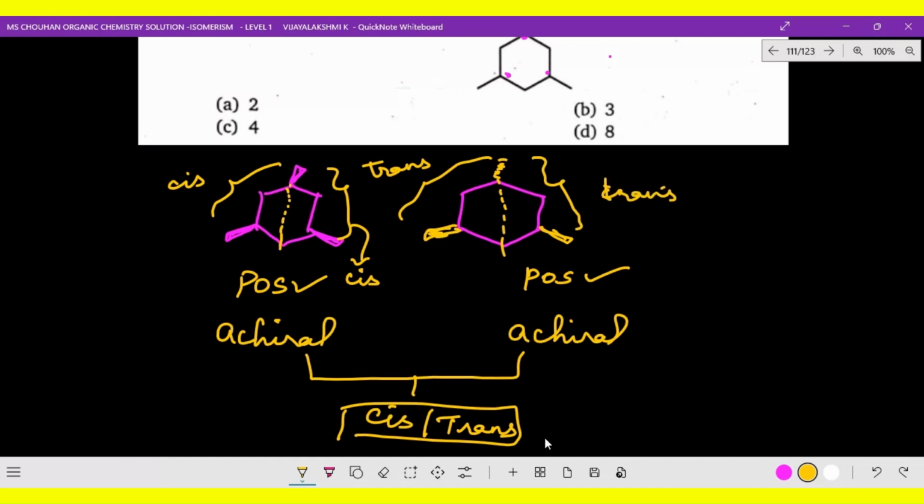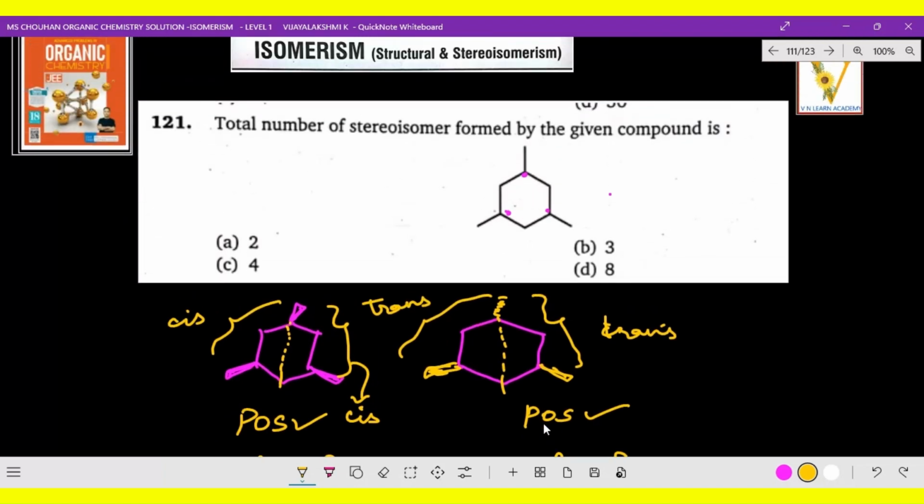Hope you got the clarity. So the total number of stereoisomers formed is only 2. Hope you got the clarity. Come on, let's go to the next question.